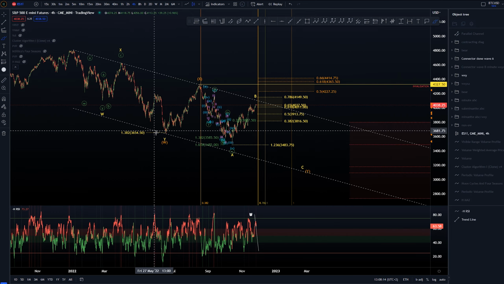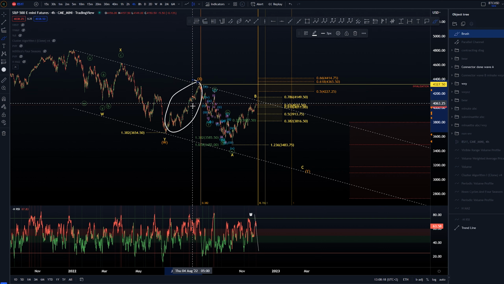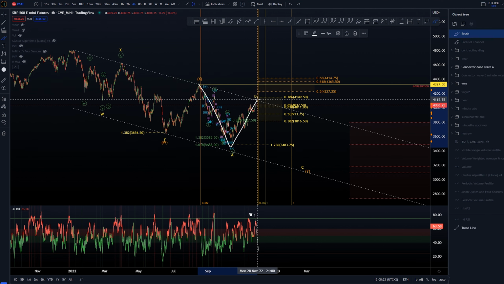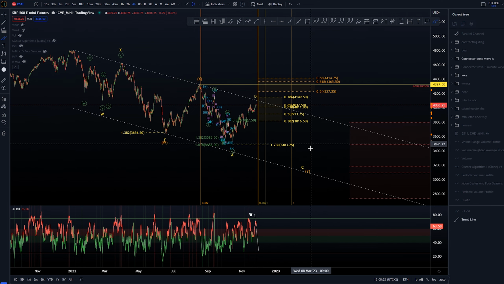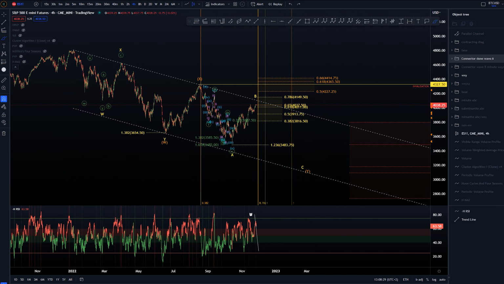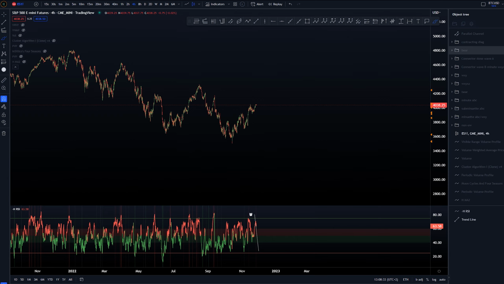The other scenario is that instead of this being the connector wave to the downside, the connector wave would be complete already here. And here we would be having a possible 5-way structure coming up in a B wave and then looking for that C wave to complete the wave Y to complete this higher time frame structure. But those are the two higher time frame things that we are looking at.